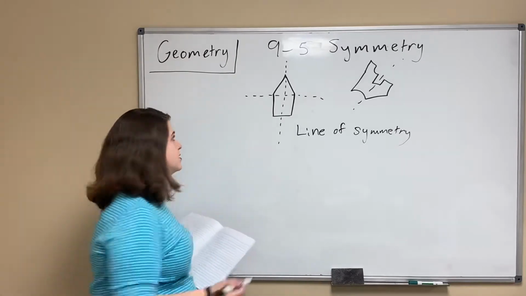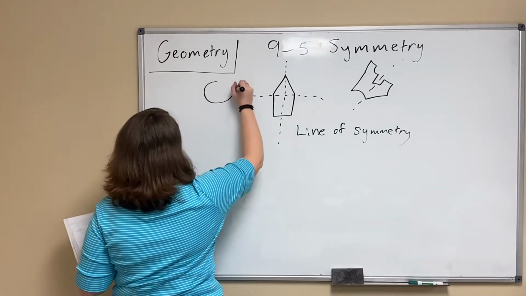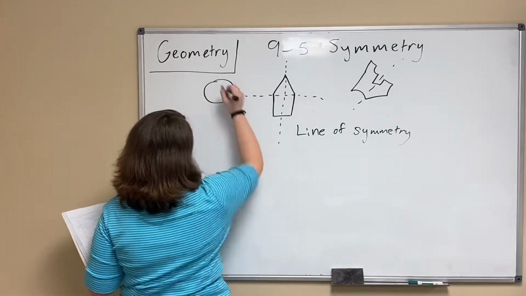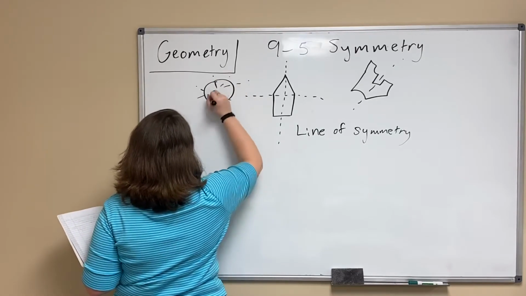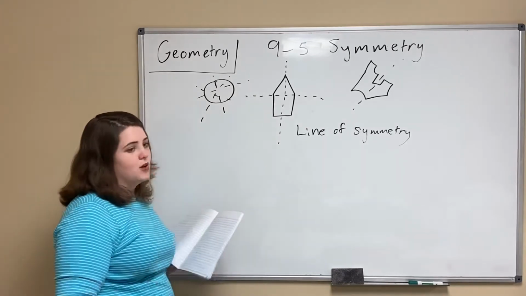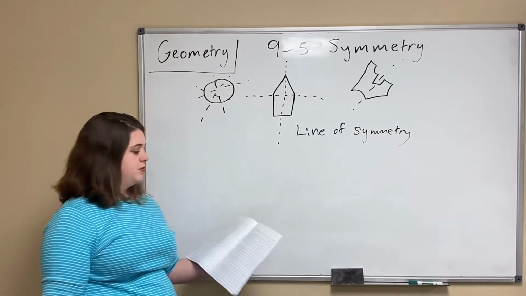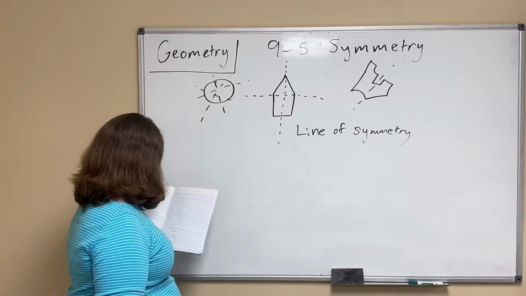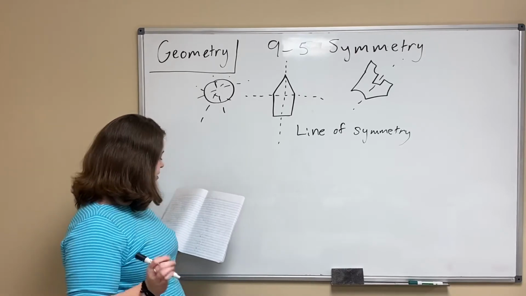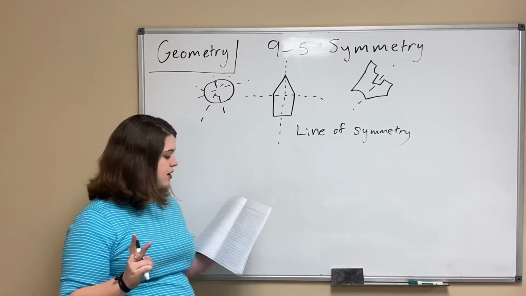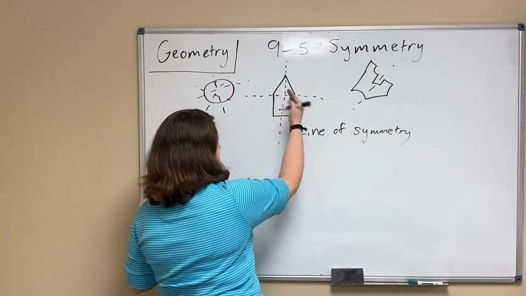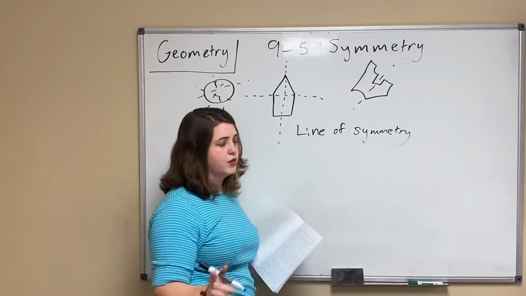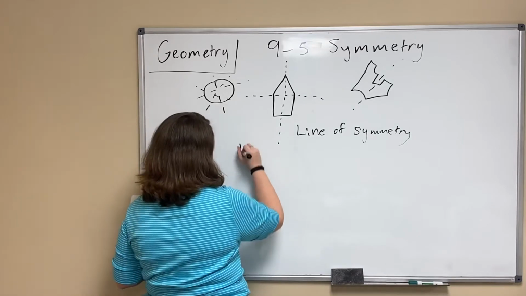You also have things like circles. That's not exactly a circle, but if it was, it would have lines of symmetry everywhere, right? Because no matter where I folded it in half, it would be perfectly symmetrical. Okay, there are a couple of things we're going to talk about. So this is symmetry where we're reflecting it over a line. You can also have rotational symmetry.